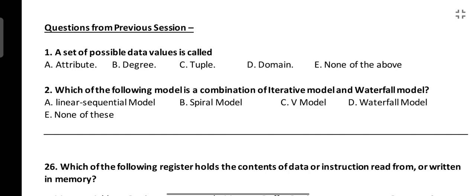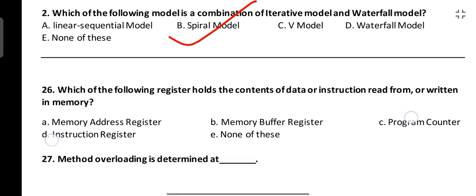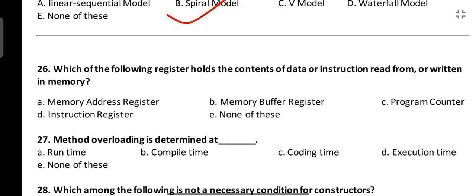So, let's start quickly with the two questions which I had asked you in my previous session. The first is: a set of possible data values is called? The correct answer is domain. The second is: which of the following models is a combination of iterative model and waterfall model? The correct answer is spiral model. Few of you have given the correct answer. There was one more question: if black box testing is behavioral testing, then what is white box testing? The correct answer is structural testing.